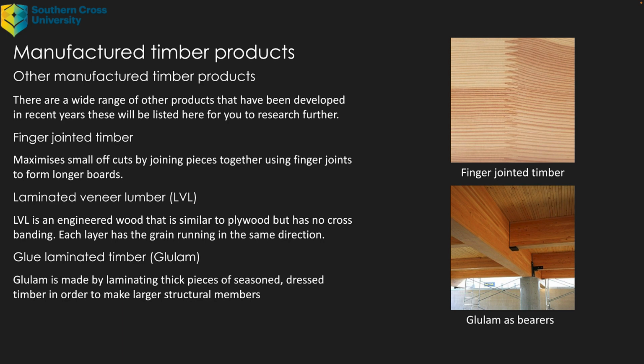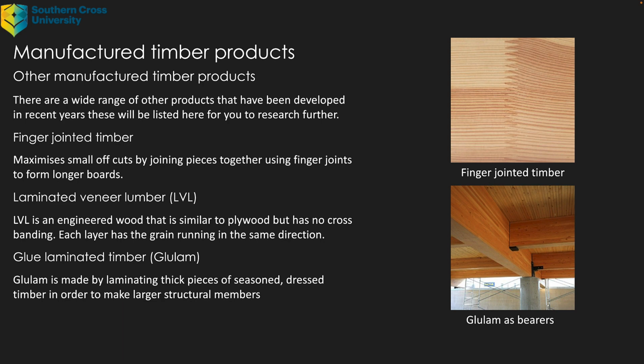And really all it is, it's just a way of maximising small offcuts by joining pieces together using finger joints to form longer boards. And the reality is this timber is cheaper, it uses a material that would otherwise go to waste, and because of the strength of modern glues, it's at least as strong as solid timber. Laminated veneer lumber, LVL, is an engineered wood that is similar to plywood but has no cross banding. So each layer has the grain running in the same direction.